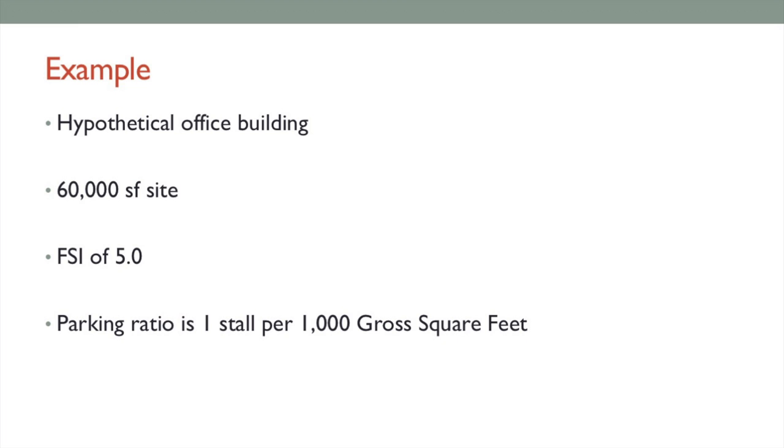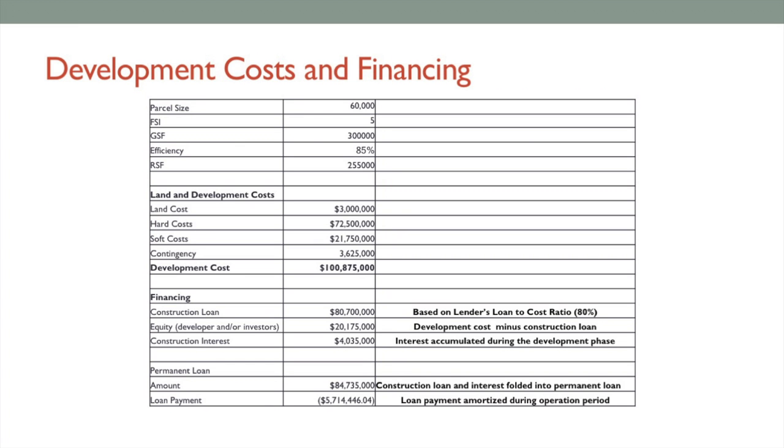So we're looking at a 60,000 square foot site, FSI, floor space index, of 5, and a parking ratio of 1 to 1,000 square feet. Again, these are just assumptions. These are just numbers I'm putting up there so we can walk through the process. This is what you start off with. You figure out how much up front it costs to build the project. So we figure out how much can be built.